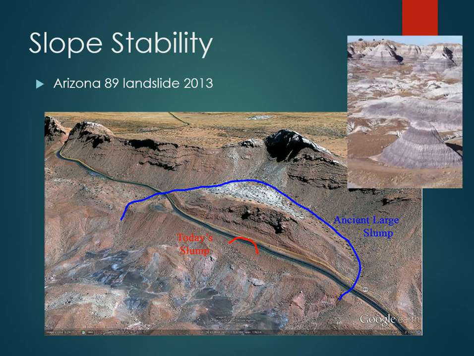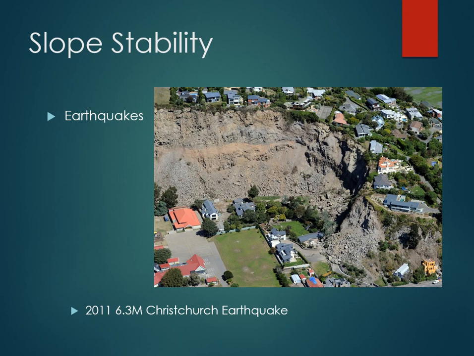Now, an earthquake is a transient event that can trigger landslides on unstable slopes. So slopes can be pretty unstable, but not failing. So there has to be some event that makes them fail. And so an earthquake is a great way to do that. These are examples from Christchurch, New Zealand. There was an earthquake in 2011 there.